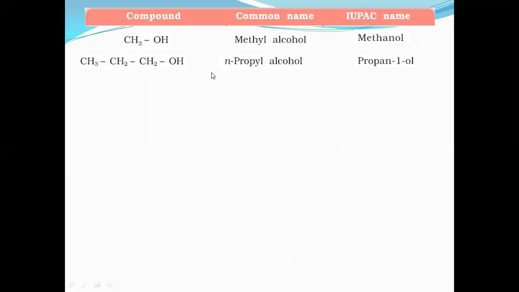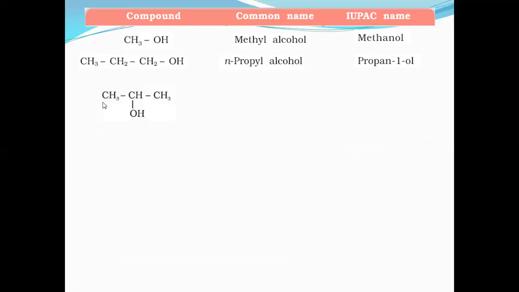Suppose the OH is present at this carbon atom, then also it is called propan-1-ol. In such a case, you have to start numbering from this direction. That's what I said in the rules. Lowest possible number to be given to that carbon atom which contains the OH group. You have to start from that end. Here, since the OH group is attached here, this is the first carbon atom. If suppose it is attached here, then this is the first carbon atom.